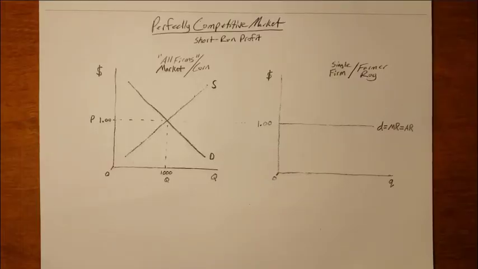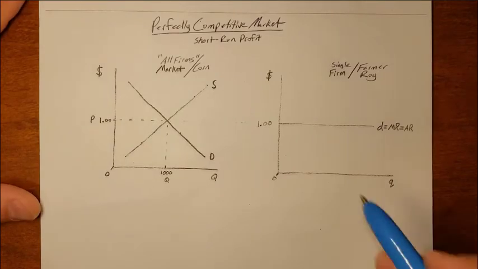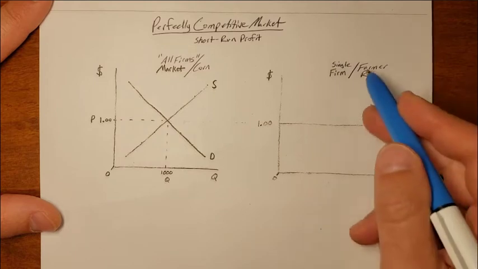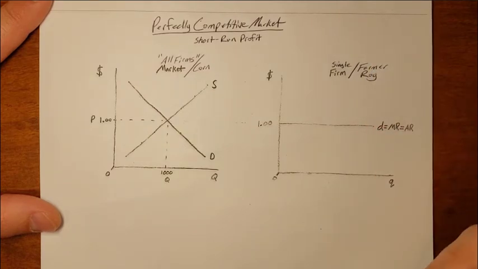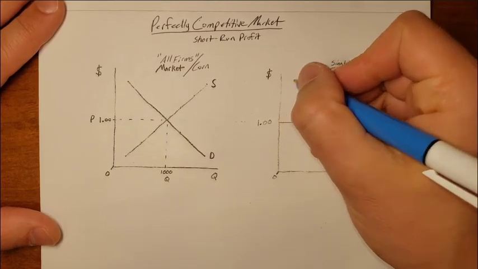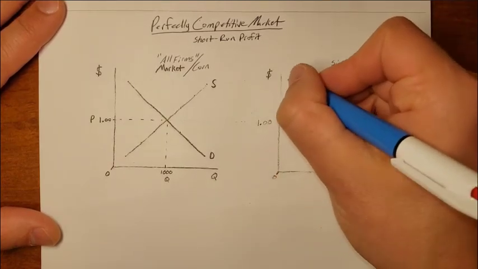In this tutorial, I'm going to build on the last one, and we're going to talk about how a perfectly competitive firm would look if it was earning a short-run economic profit. So everything is going to be the same. We've got your market on the left-hand side, and the right-hand side is going to be the market for a single firm. And again, we're going to use this Farmer Roy example. Let's suppose that Farmer Roy, we have the price still at $1.